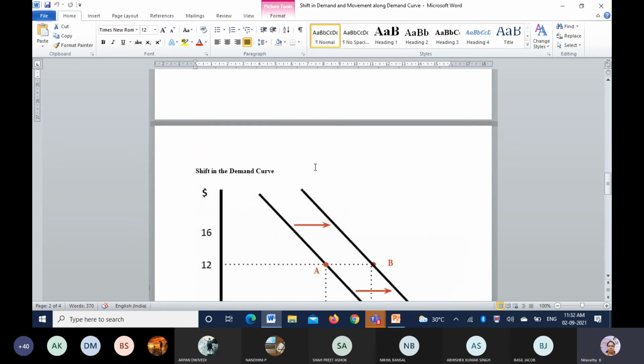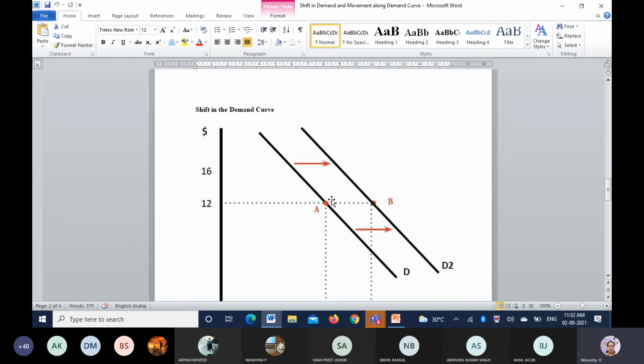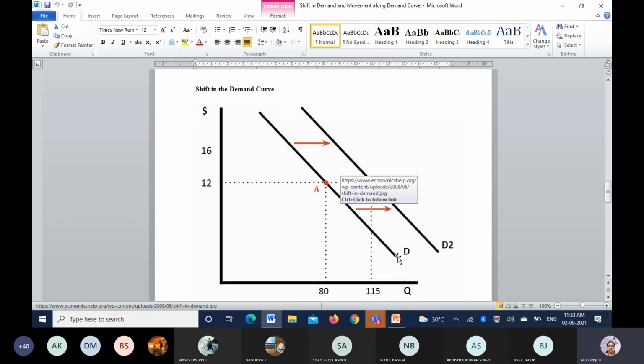But there can be a shift in the demand curve also. Shift means, here you can see, initially D is the demand curve. Now the demand curve has shifted to D2. If you see, the price has not changed. The price is 12 rupees only. But because there is a shift in the demand curve itself, the quantity demanded has increased. When the initial demand is D, 80 units are consumed. When the demand increases to D2, 150 units are being consumed, whereas the price has not changed at all. This is what is called a shift in the demand.